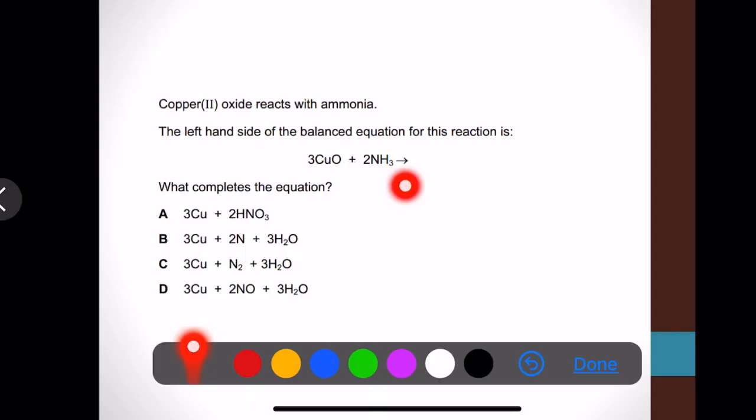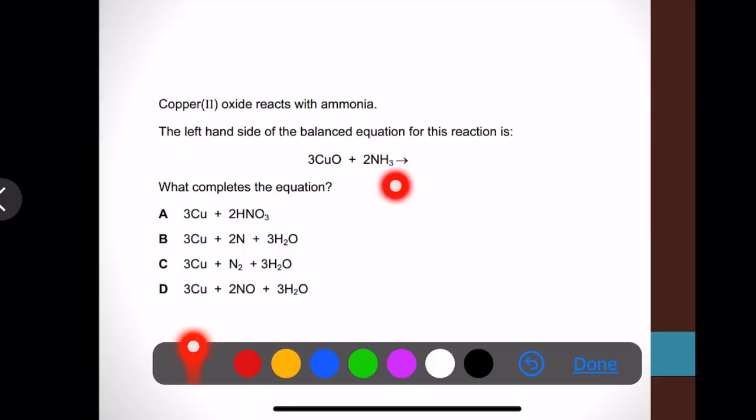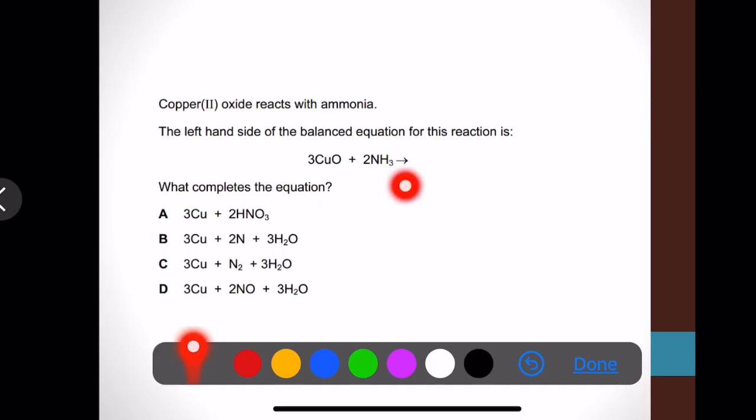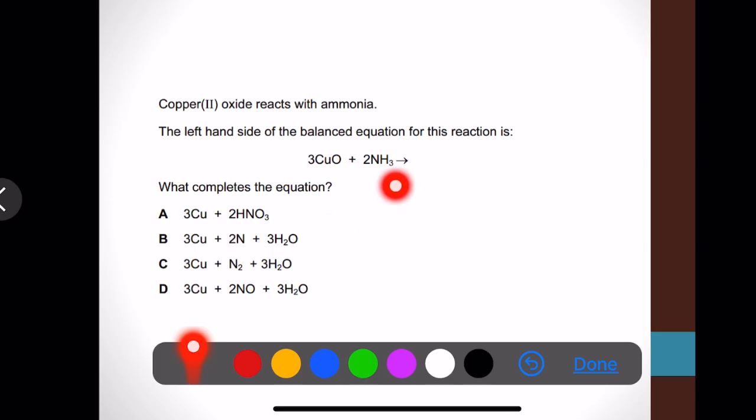First equation is showing that hydrogen is 2, right? So it is wrong. Second equation is showing that 2N. Actually, nitrogen is a diatomic molecule. It exists like N2. So 2N is not possible, right? So it's wrong already. Then 3 moles of copper, 2 times nitrogen, 3 to the 6 hydrogen, which is correct.